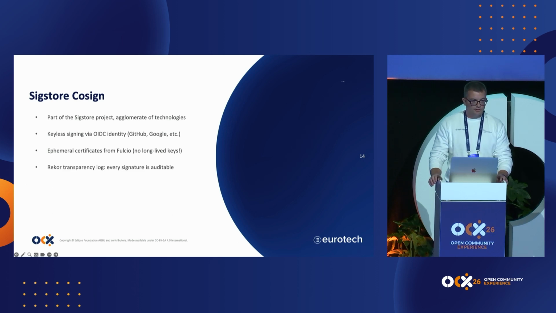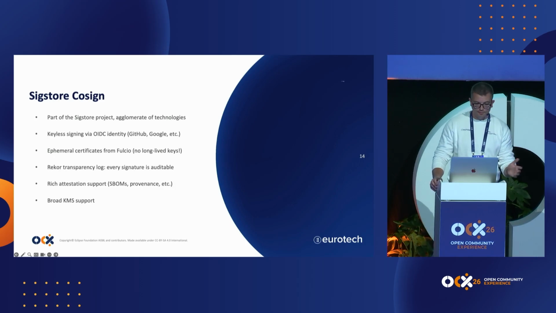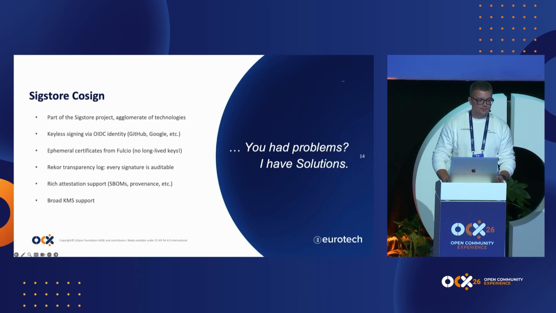Every signature is recorded in Rekor, which is a public transparency log. This means anyone can audit who signed what. You can think of it as a blockchain, except this time it's useful. It supports rich attestations, and it features broad key management system support if you don't plan to go keyless. In short, DCT was like the flip phone, Notation was the early smartphone, and Cosign is probably the Apple device that you have in your pocket right now. You had problems, I've got solutions, plural.